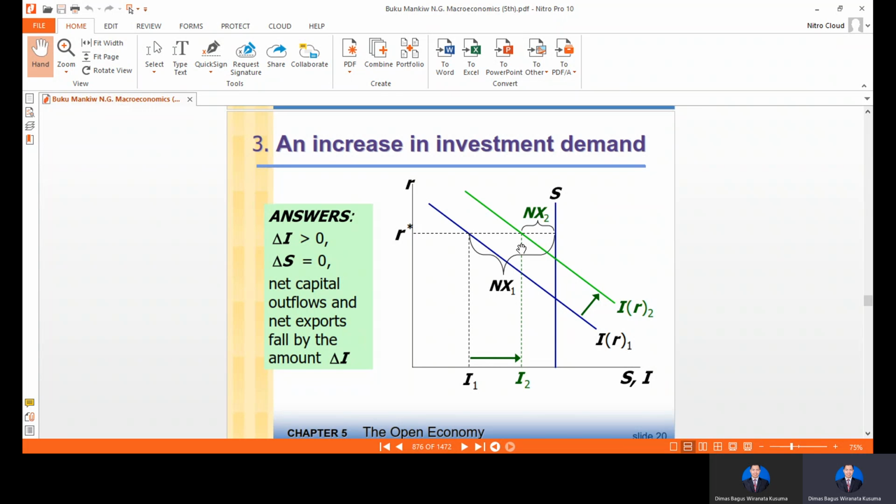Because once the investment increases, it will reduce the amount of saving, assuming that there is no change in output. So increasing the demand will decrease the saving, and then the trade surplus will decrease, and it will make the net export decrease also.